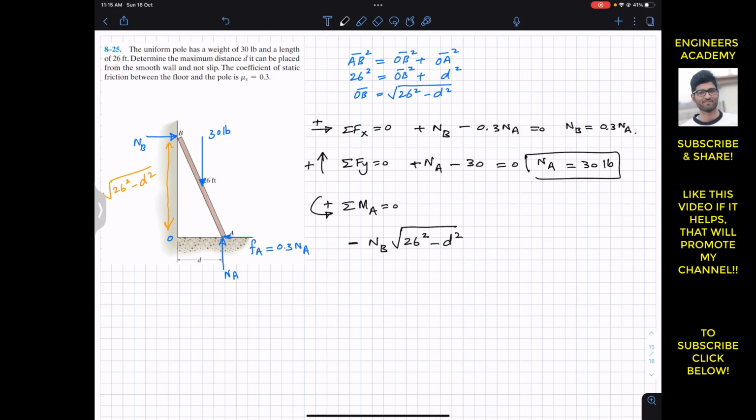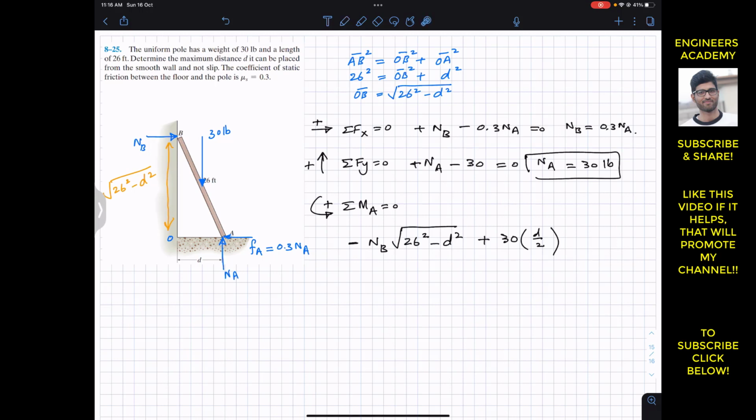And this weight is producing the counterclockwise moment like this. So we will write plus, and the perpendicular distance of this weight, if we extend the line of action of this, it will intersect this OA length at its midpoint, and then the perpendicular distance from point A is d divided by 2, the half of this. So I will multiply this with d divided by 2. And now NB, this is d divided by 2.